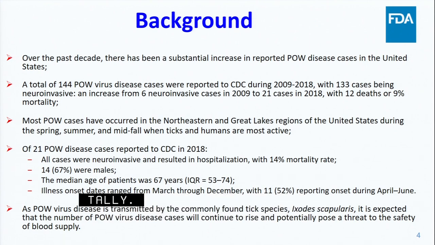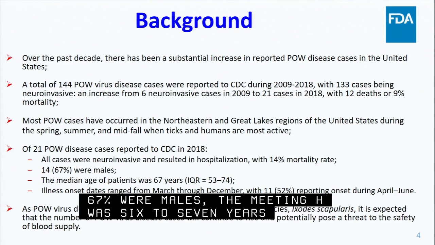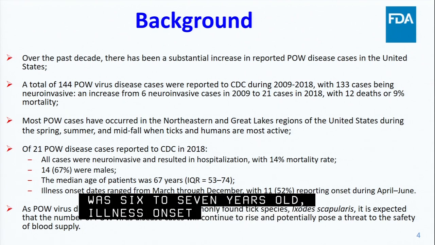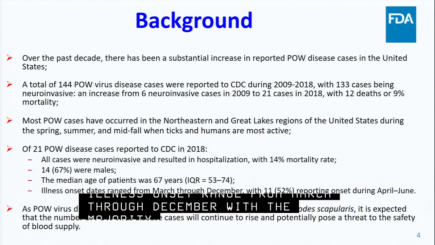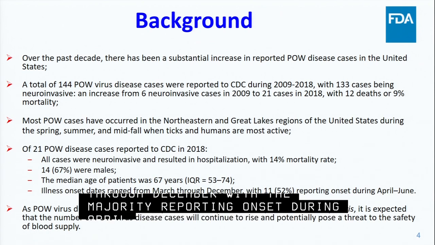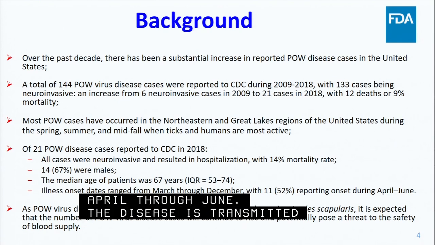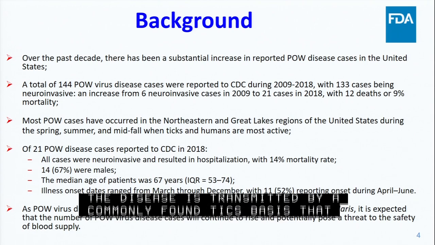As Powassan virus disease is transmitted by a commonly found tick species, Ixodes scapularis, that also transmits Lyme disease, babesiosis and anaplasmosis, it is expected that the number of Powassan disease cases is going to increase and potentially pose a threat to the blood supply.